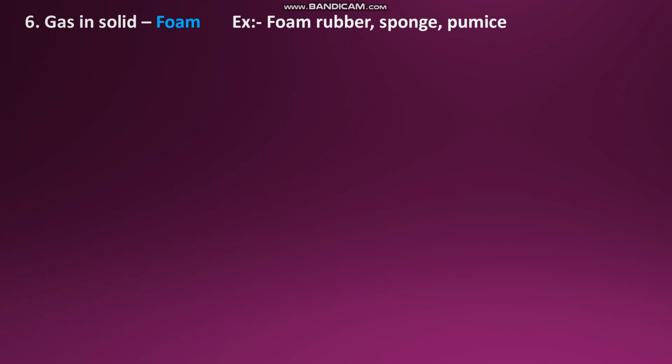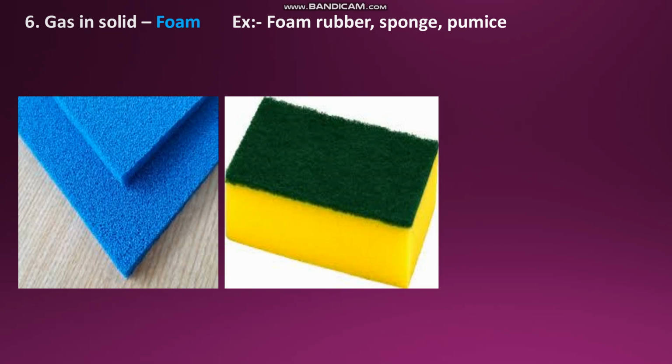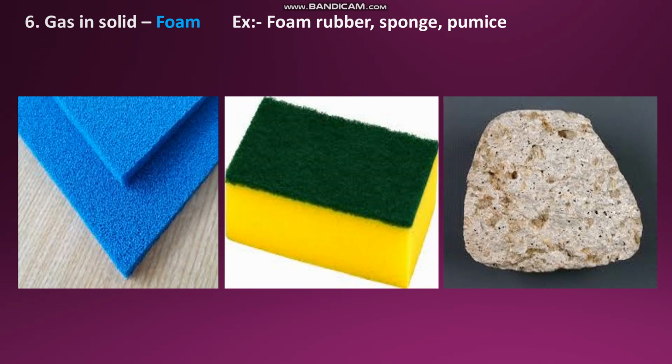Next type of colloid is gas dispersed in solid. Gaseous particles are the dispersed phase, dispersed in a medium that is in the solid state. They are also called foam. Examples for this are foam rubber, sponge and pumice.